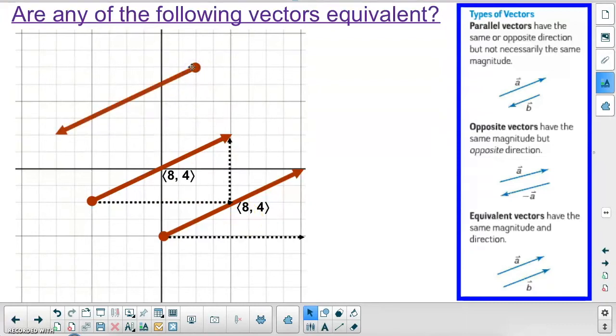Let's take a look at this vector. Now I'm moving down 4 and left 8. Therefore, my component form is negative 8, negative 4. That means this vector has a different direction than these two vectors. My initial point is here, and I'm moving in a different direction. These are actually what are called opposite vectors. They will have the same magnitude, but opposite direction.